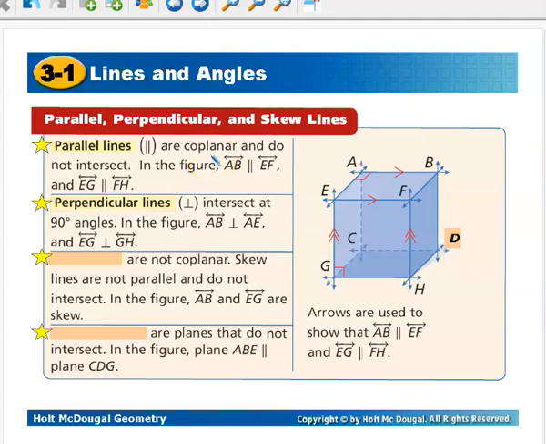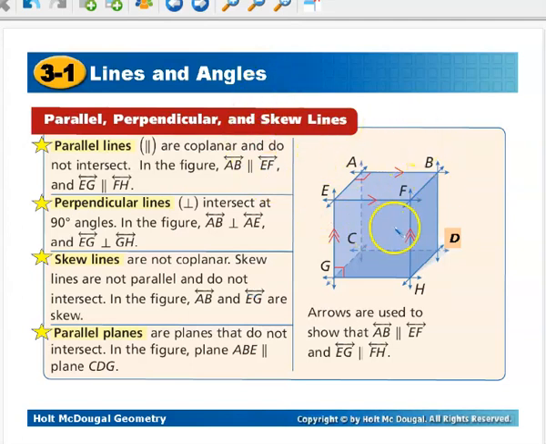Our next term is perpendicular lines. Perpendicular lines intersect and create 90-degree angles. We also have skew lines, which are not coplanar. They're also not parallel, and they do not intersect. So there's a lot of nots in that definition for skew lines. And the last one for this diagram is parallel planes, and these are planes that do not intersect. So let's go back and look at some examples of these.